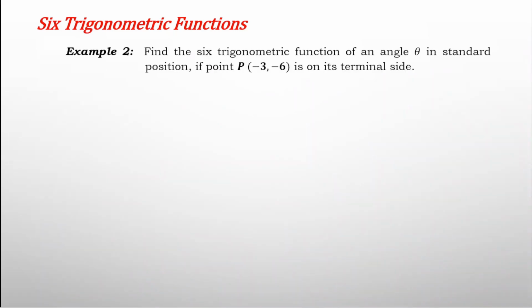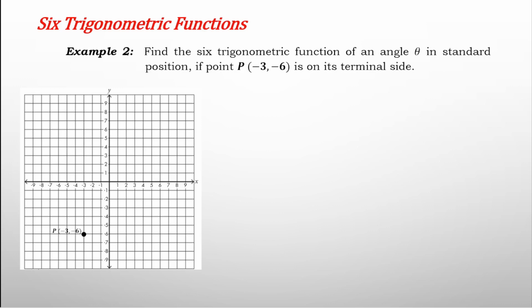Example number 2. Find the 6 trigonometric functions of an angle theta in standard position if point P, with coordinates negative 3 and negative 6, is on its terminal side. So as we are going to plot now the coordinate negative 3 and negative 6, this is now the location of the point P on the Cartesian coordinate plane. So as we are going to create an angle theta from this particular point in standard position, this is now our angle theta.